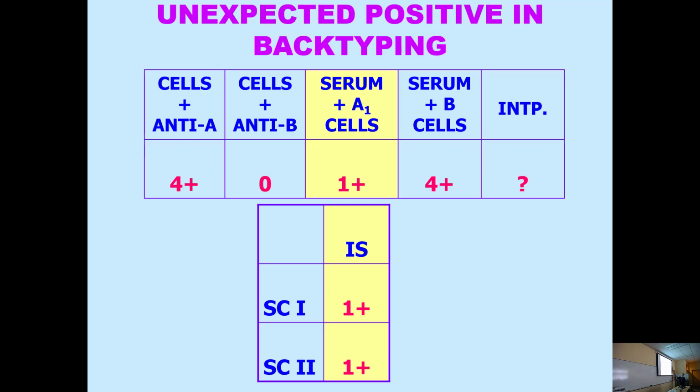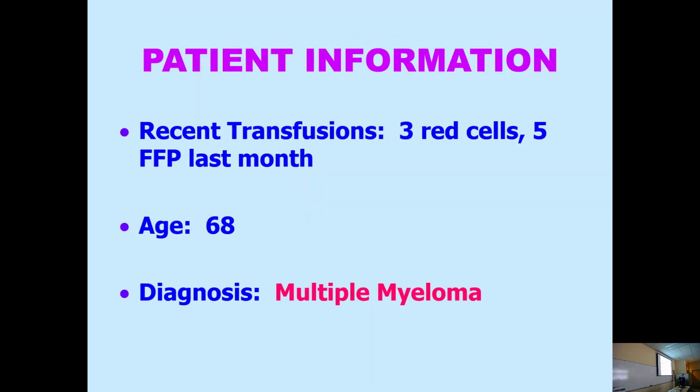Same thing up here, serum, 1 plus, probably our problem. Screen, they're both 1 plus. Recent transfusion, 3 red cells, 5 fresh frozen plasma last month. Usually those are going to be type specific. They should be. 68-year-old multiple myeloma. Do you guys remember anything about multiple myeloma? Did you guys talk about multiple myeloma in immunology? Okay, I thought you did. What do you guys remember about multiple myeloma?